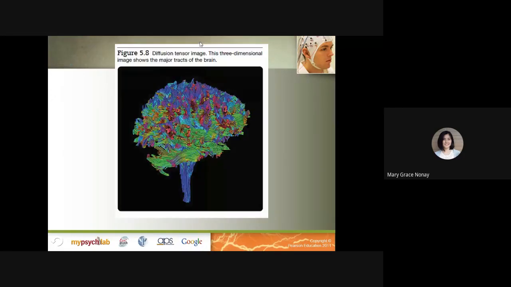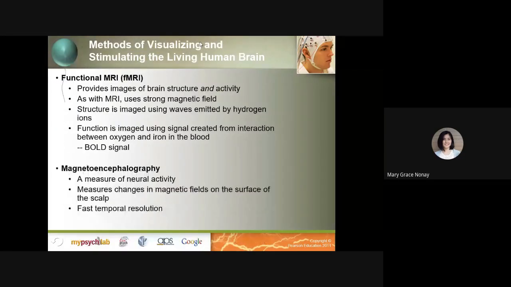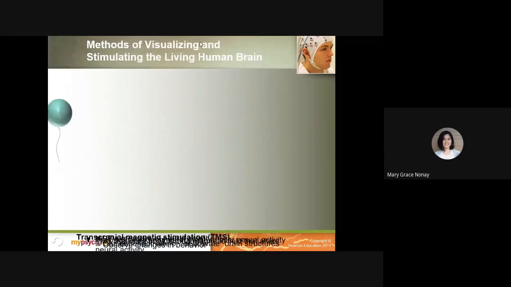And we also have those methods of visualizing na merong kinakabit really on our skull. So one is the magnetoencephalography. It's a measure of neural activity. It measures changes in magnetic fields on the surface of the skull. And it has fast temporal resolution. So kanina, puro mga structures, puro mga functions of the brain, ito naman, neural activity.